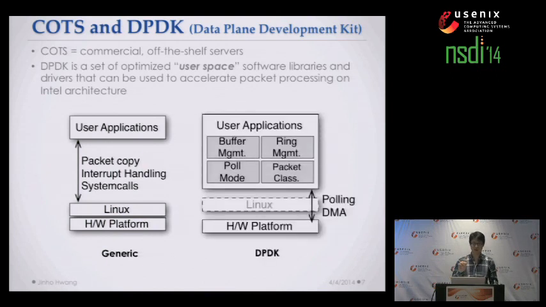However, DPDK provides all the complex functions in the user space, like buffer management, ring management, the poll mode driver, and packet classification. So the application runs on top of these libraries and drivers, so they can poll the NIC card and get the packet directly DMA'd to the application space, and handle it. So we avoid the overhead incurred in the three steps: packet copy, interrupt handling, and system calls. So it gives us a good way of processing packets.